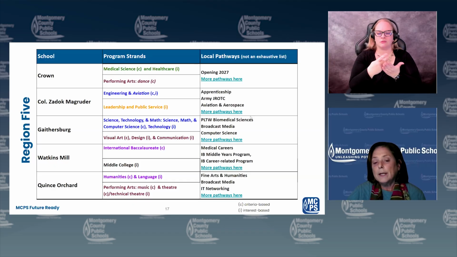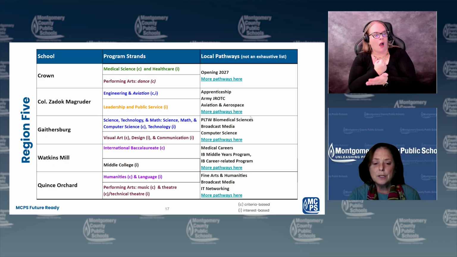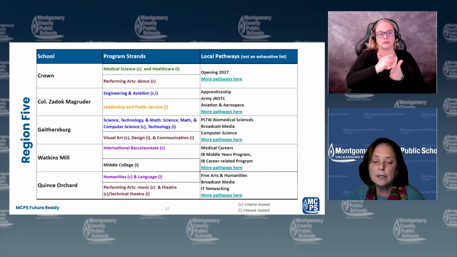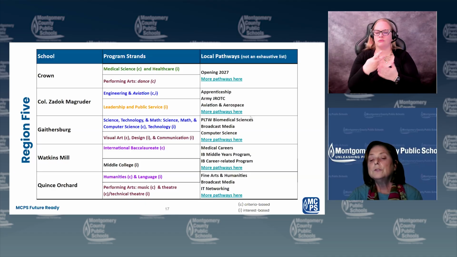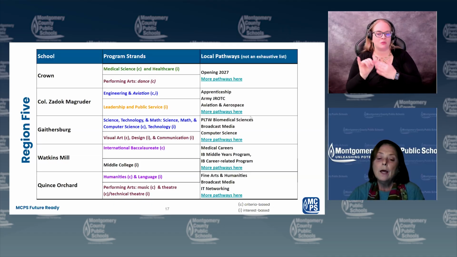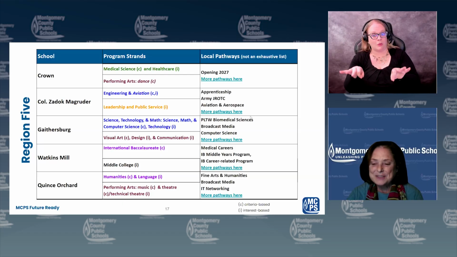Gaithersburg hosts right now the PLTW Bioscience program, and they're going to capitalize on the science, technology, and math programs, including technology, and add visual art, design, and communication. Watkins Mill will be the host site for the regional IB program, as they currently are, and they too will become the host site for the MC² program. Remembering, students are going to be able to access their high school diploma and potentially complete an associate's degree. And add that onto an IB program, what a wealth of knowledge.